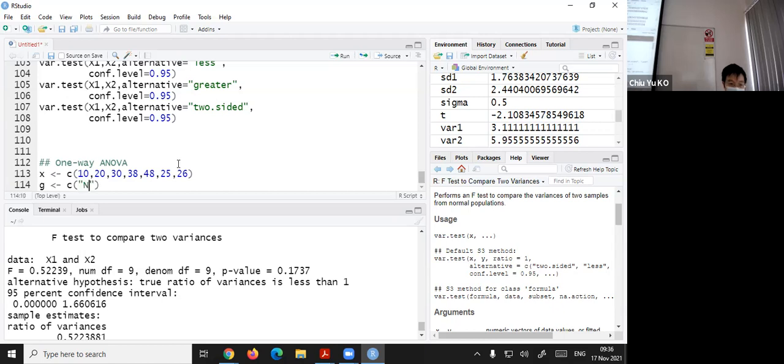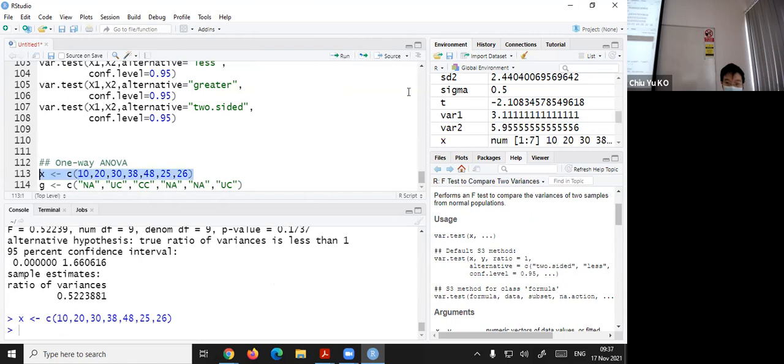So maybe we just have NA, UC, CC. How many do we have? Maybe just NA and UC, just make it easier. Maybe just a few groups is fine. And CC, and this is an NA, and this another guy is an NA. And this is UC. I don't know how many we have. Let's run this and see how many we have.